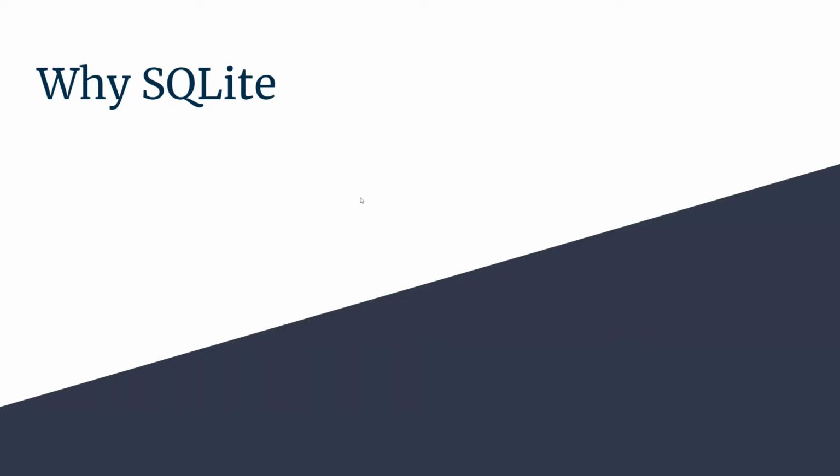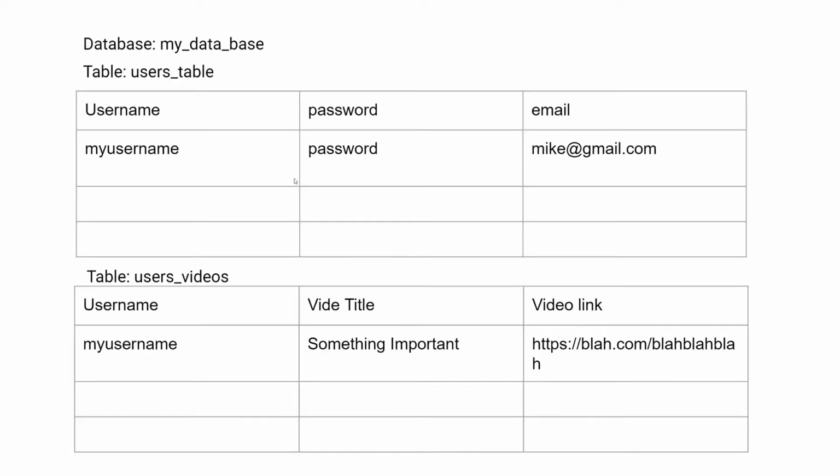Now let's see what a database would look like. Here's a simple example of a database. This database here is called My Database. It has two tables inside of it. One is called a users table, the other is called users videos. So imagine this, you have a website which allows you to create an account, log in, and then upload videos. Does that sound familiar? Because that's what you're watching this on.